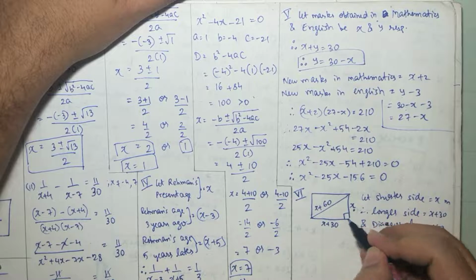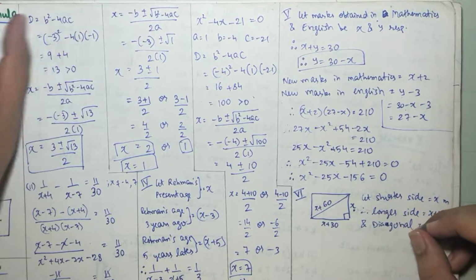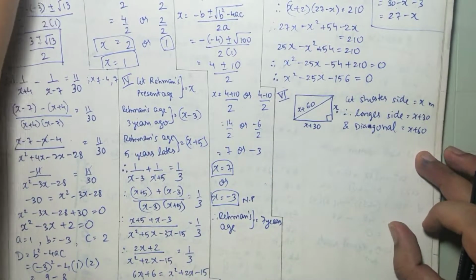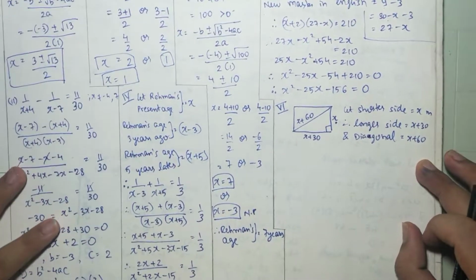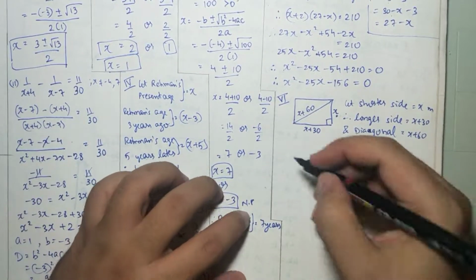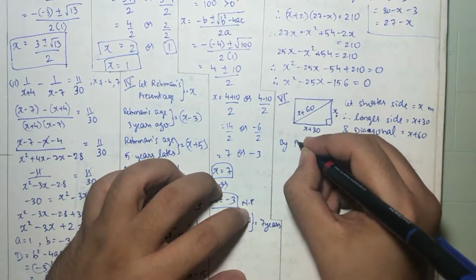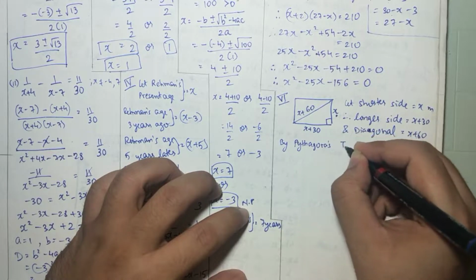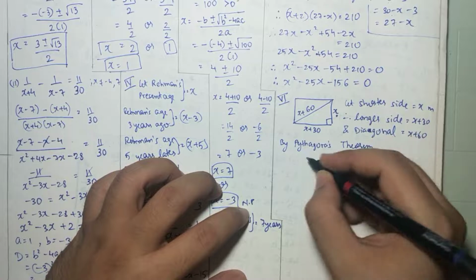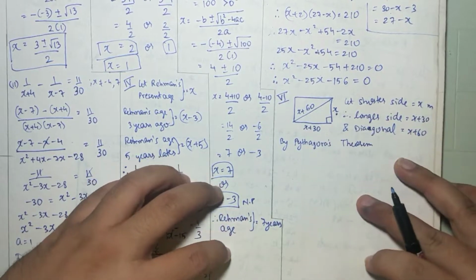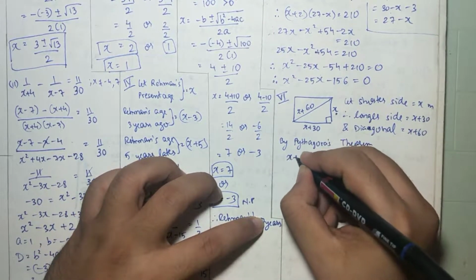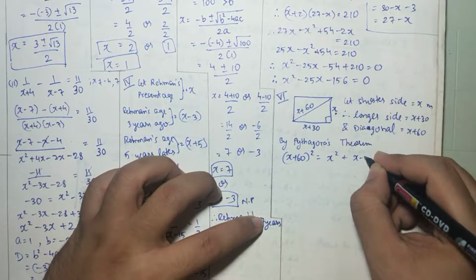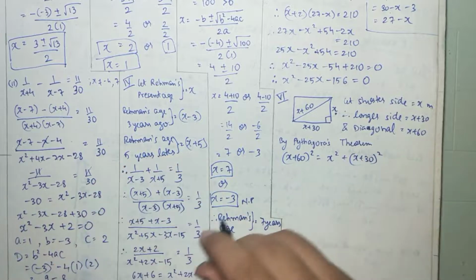You can see this is a right angle triangle. So we can solve this right angle triangle using Pythagoras theorem. Okay, so by Pythagoras theorem, this is my hypotenuse. The diagonal is my hypotenuse. X plus 60 whole square equals to x square plus x plus 30 whole square.